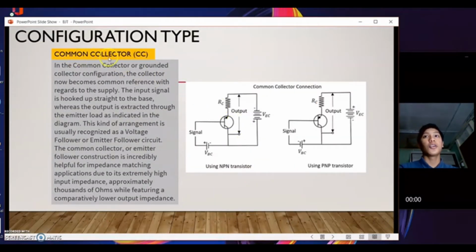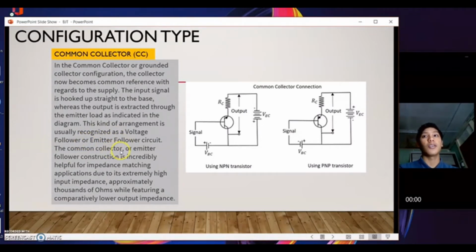The last one is common collector, that is CC. In the common collector, the collector now becomes the common reference with regard to the supply. The input signal is hooked up straight to the base, whereas the output is extracted through the emitter load as indicated in the diagram. This kind of arrangement is usually recognized as a voltage follower or emitter follower circuit.